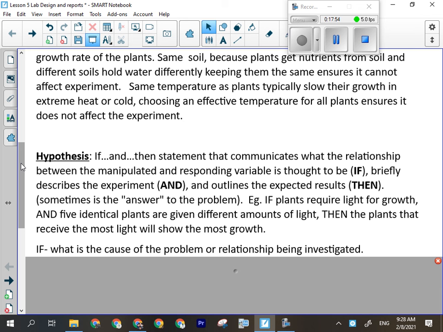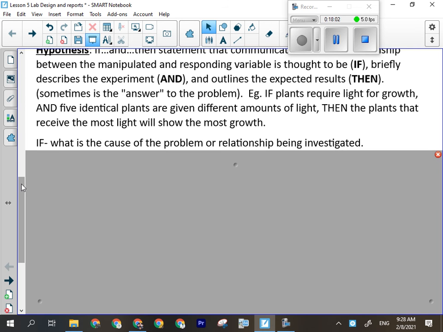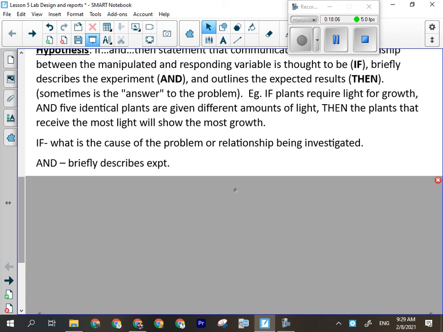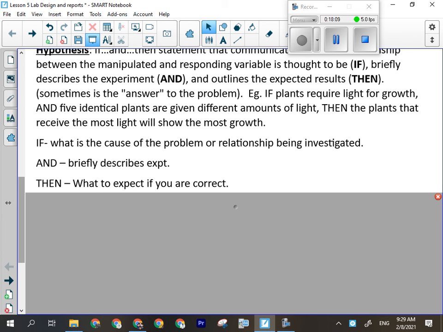Everybody okay with how that works? So, like we said here, the if part of your hypothesis is the cause or the relationship being investigated, and the and part describes the experiment, then what to expect. That's how a hypothesis goes. It will always be an if and then statement. Does that sound familiar from junior high?